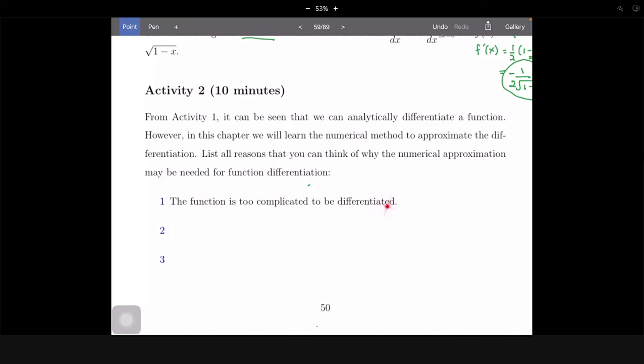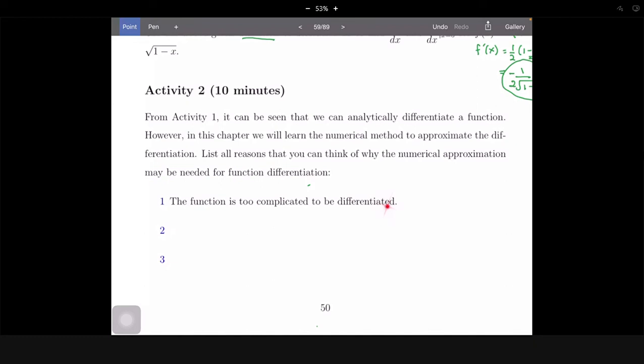Kenapa? Salah satu sebab ditulis kat sini, the function is too complicated to be differentiated. Betul tak? Maksudnya dia nak cari f prime, tapi tak ada method ataupun the rule yang sesuai untuk kita guna. Function tu sangat-sangat complicated. Nak guna product rule tak boleh. Nak guna chain rule tak boleh. The term dalam function tersebut sangat complicated. So, salah satu teknik dia menggunakan numerical method to approximate the derivative, disebabkan oleh function tersebut too complicated. Faham? Faham tak?